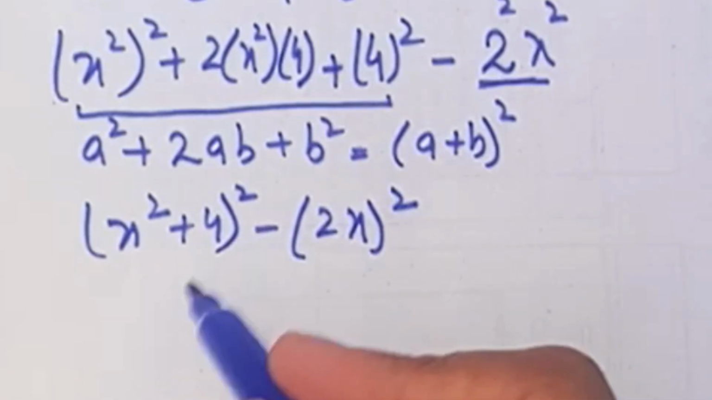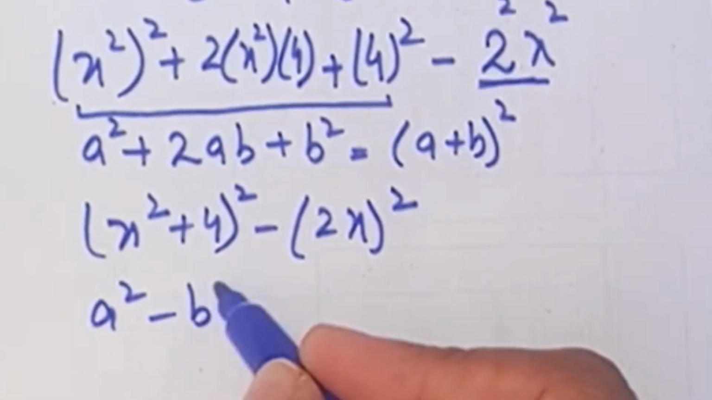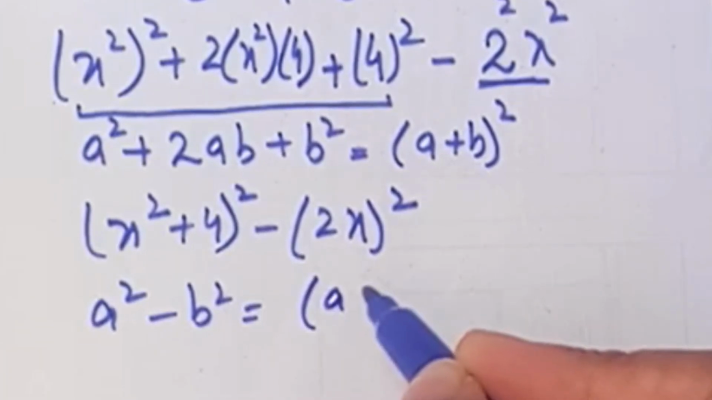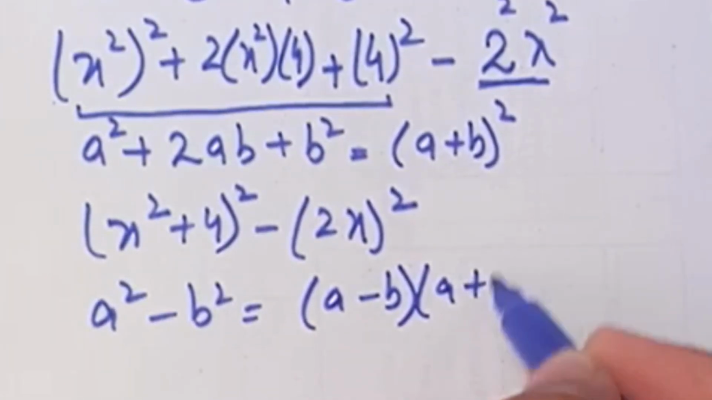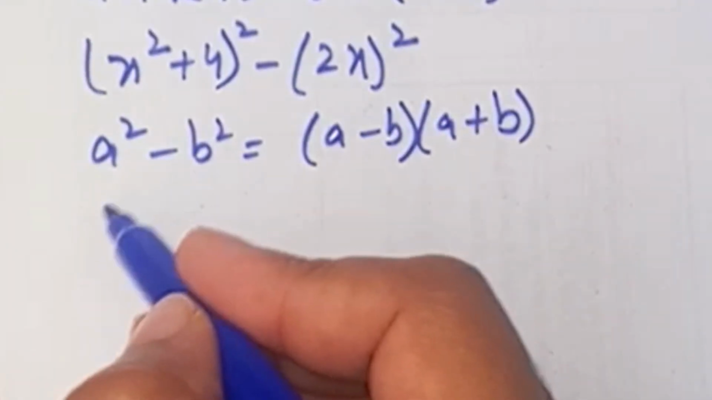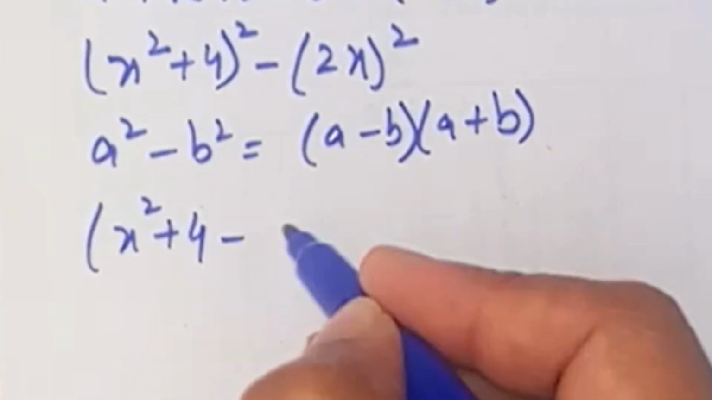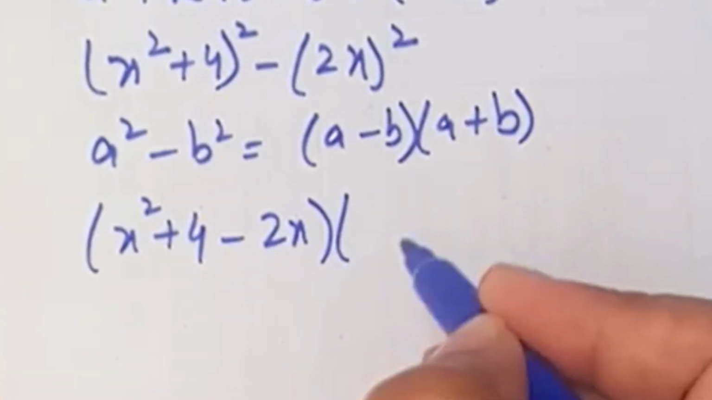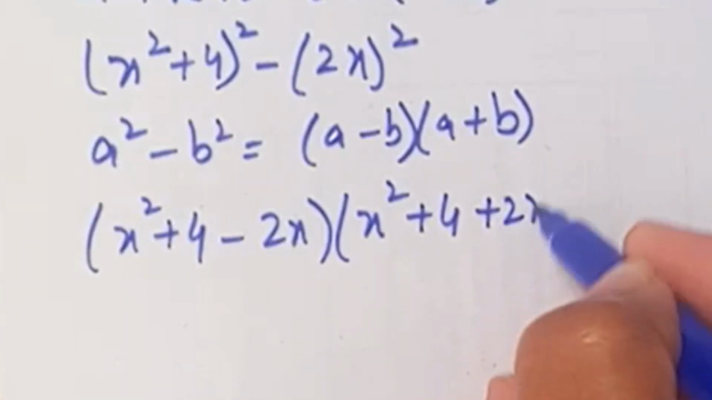Now in the next step we use this identity, which is a square minus b square. This is equal to a minus b multiply a plus b. Then this will become x square plus 4 minus 2 times x multiply x square plus 4 plus 2 times x.